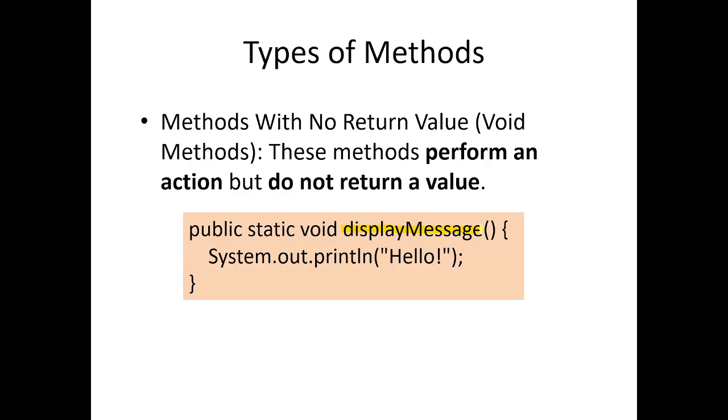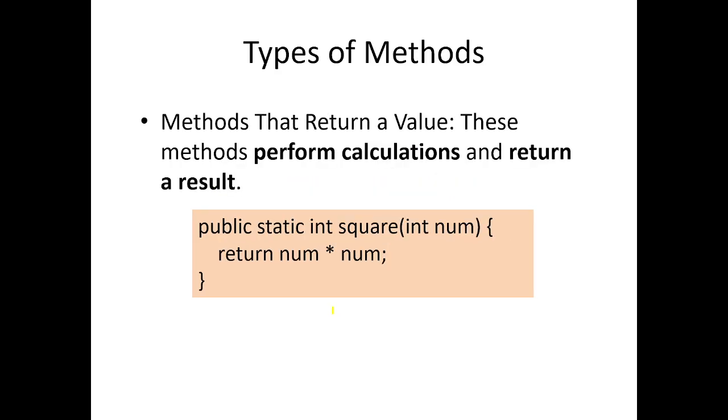Then there's a remark here: do not return a value. One common keyword that you can identify is that there's no return word in the body of this structure. Since there's no keyword return, it means that this method does not return a value. Next, we have methods that return a value.